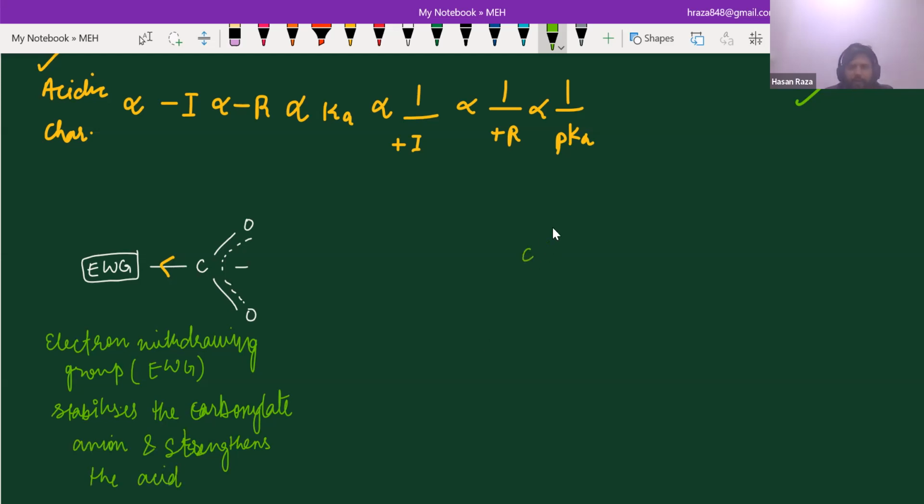And if you have an electron donating group, that means it will donate electron to this. This will decrease acidic character. So if an electron donating group is there, EDG is electron donating group.